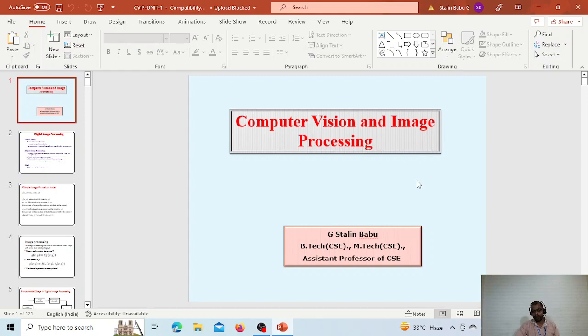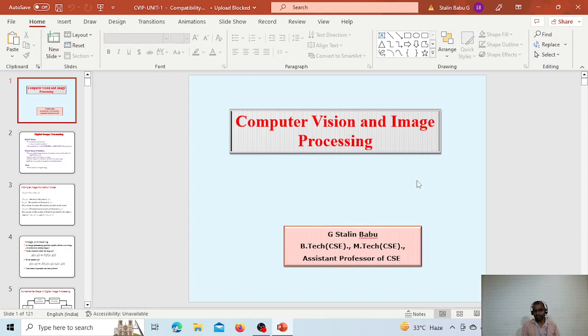In computer vision and image processing, in the first unit we discuss what we mean by image, what we mean by image processing, what we mean by digital image processing, and then what are the fundamental steps in digital image processing. Then what are the components used for image processing. Then what we mean by sampling and quantization, how we convert the continuous image into the digital image. Then what are the relationships between pixels.